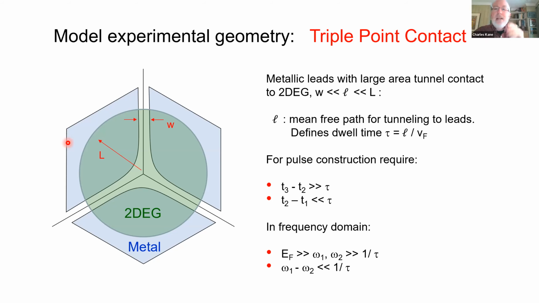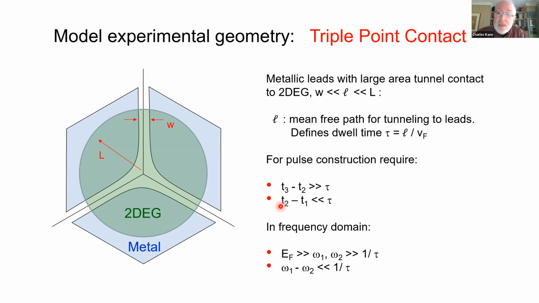So here's the issue. Let's imagine I do this pulse construction where I apply a pulse and then I apply a second pulse, and I want to ask what's the current that flows into the third region. There are two issues. First of all, I have to wait long enough so that any electrons that went into the third region of the 2-deg actually make it into the contact. So I have to wait longer than this dwell time for the third contact.